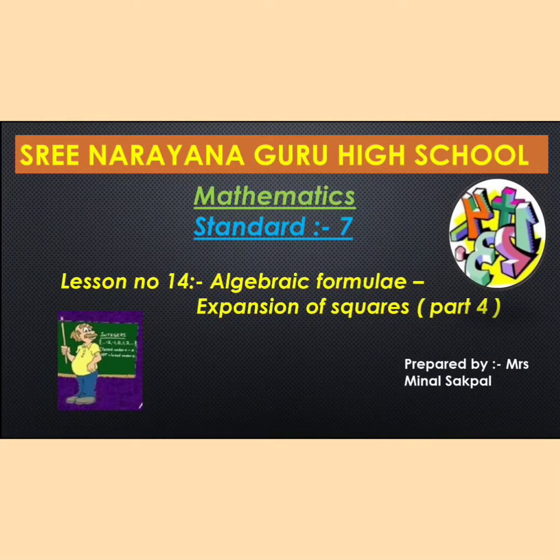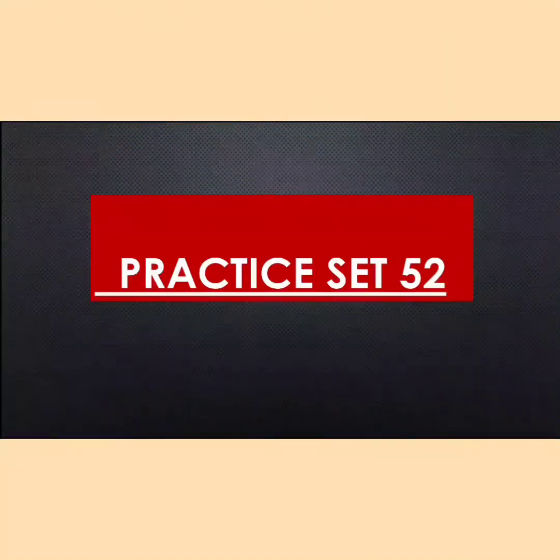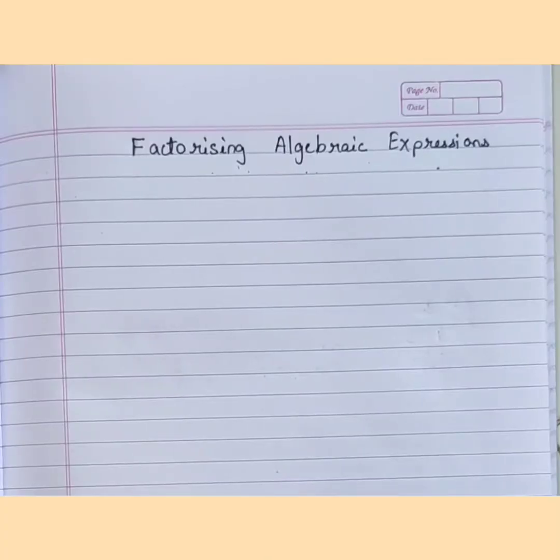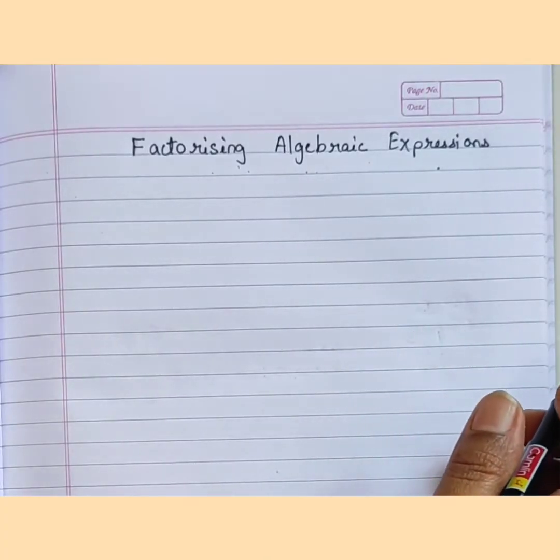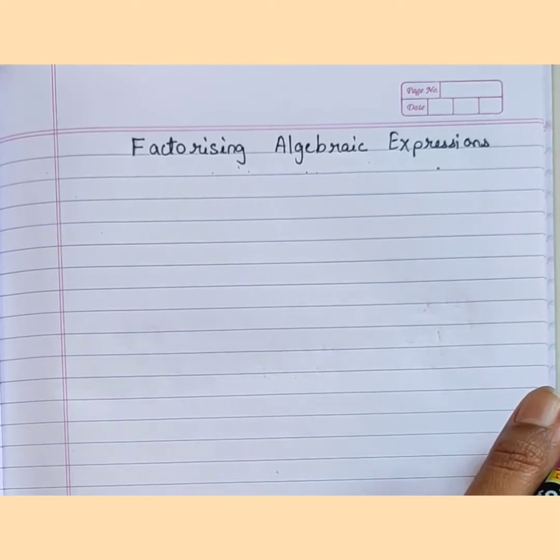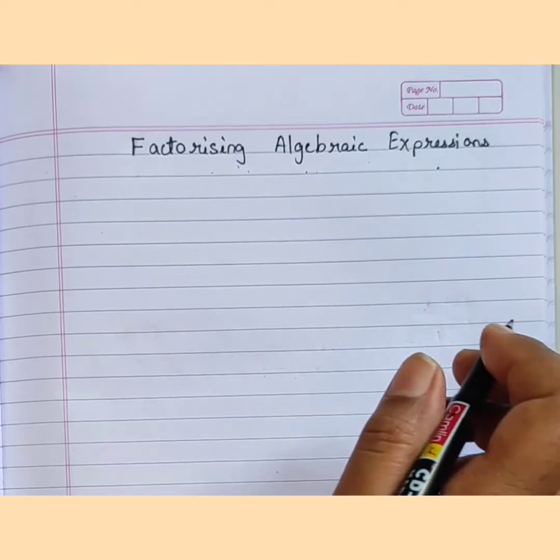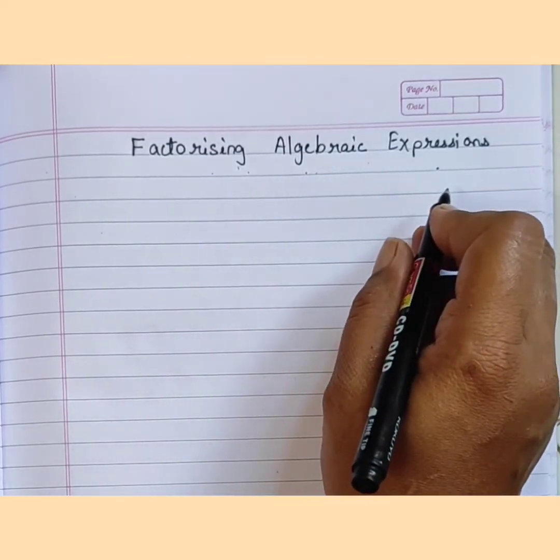Today we will continue with lesson number 14, Algebraic Formulae, Expansion of Squares, Part 4. Let us study Practice Set 52. Students, now we are going to solve Practice Set 52. But before starting, we will first see how to factorize an algebraic expression.